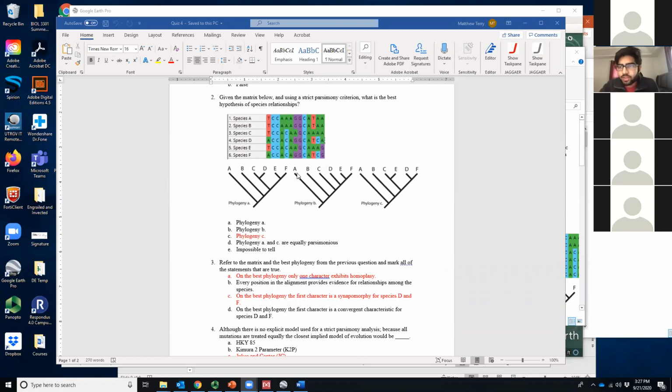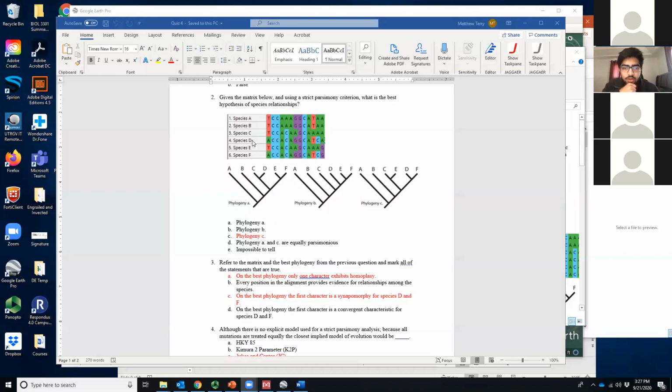For the best one, the simplest explanation is the best one. Right. So if you know how to map all the characters, and these are fairly easy, simple characters to map, then all you do is do that on the three different trees, find the simplest one with the least number of character changes mapped, and that's your best phylogeny. Okay? So it turns out that if you go through that process, phylogeny C is the best explanation. It's the most parsimonious. So that's our best phylogeny.